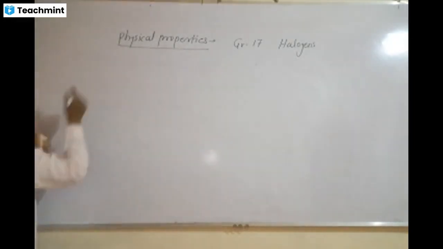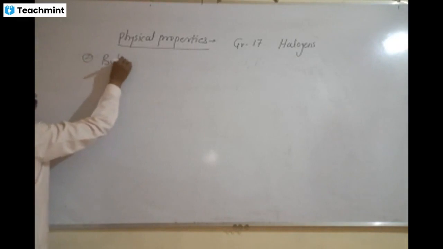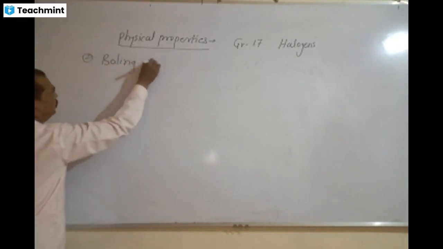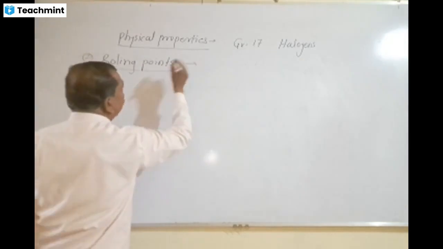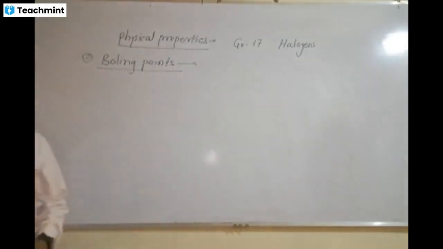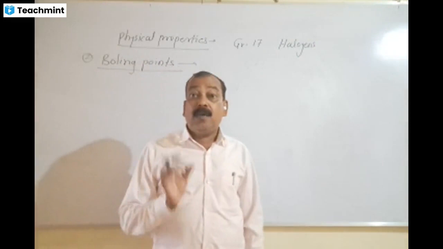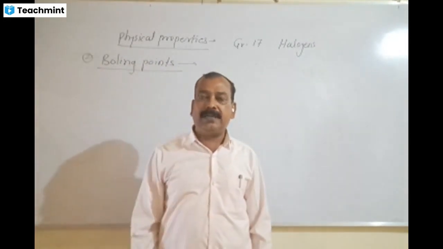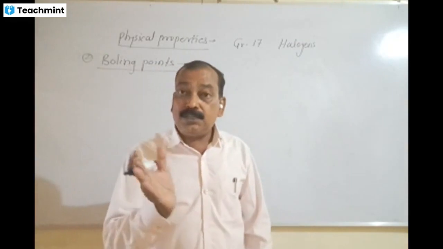Second physical property is the boiling point. Boiling points of halogen derivatives. Again, the boiling point of halogen derivatives depends on factors affecting the boiling point. Boiling points of halogen derivatives are higher than those of the corresponding alkanes.